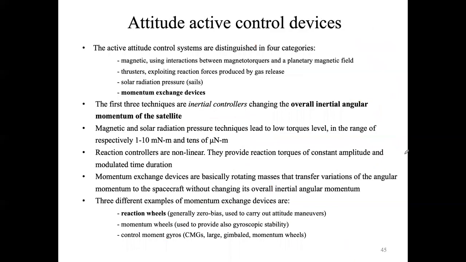So we need to introduce another control system that overcomes all these weaknesses of thrusters. And the main control device that is used for interplanetary spacecraft, but also for Earth satellites and other applications in space, is based on momentum exchange devices. So we have seen magnetotorquers that are, however, limited by the fact that they can work only on Earth, on planets with a magnetic field.